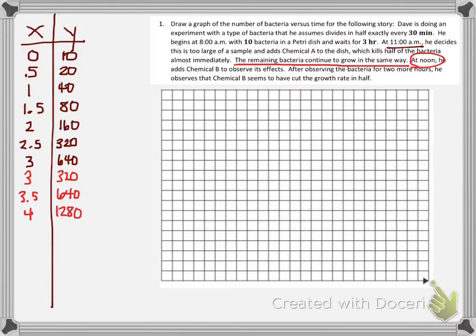After observing the bacteria for 2 more hours, he observes that chemical B seems to have cut the growth rate in half. So instead of doubling every half hour, now it's going to double every 1 hour. So 1 hour later, it is doubled from 1280. So that would be 2560. And then 1 more hour later, 6 hours, is another double. That's 5120.